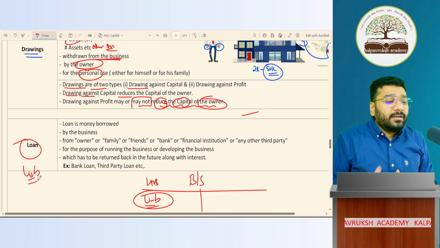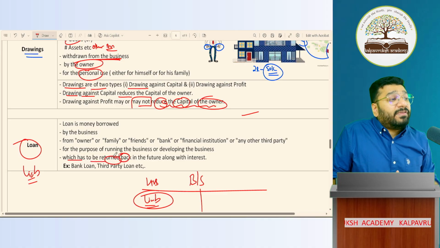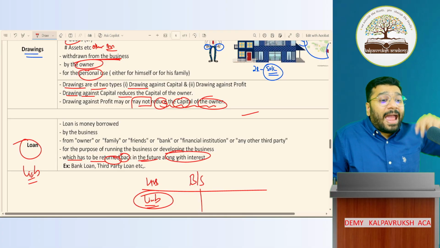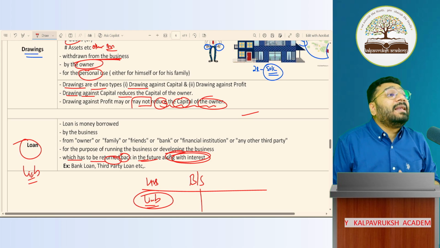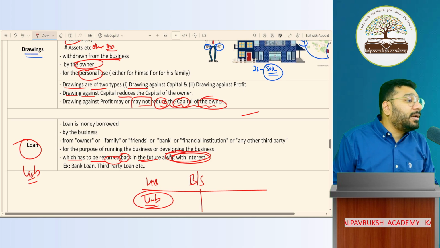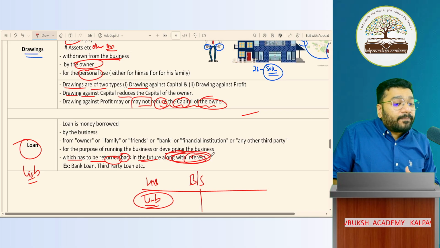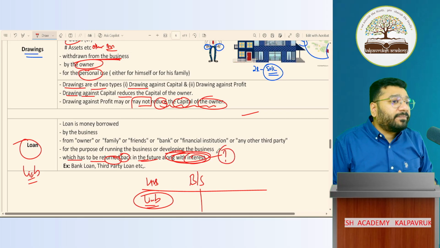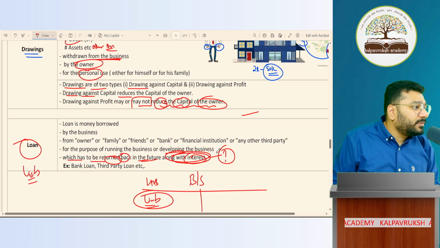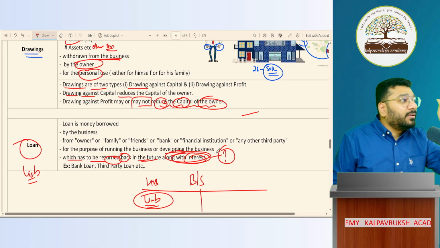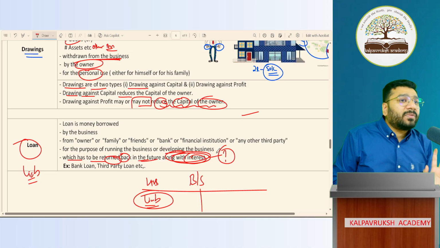Got it? Not got it? So this money we have to return back. We have to pay in future along with interest. So both the loan amount and the interest amount, both are liabilities. Got it? But here, I have something more to say about interest, not now, when the right time comes. When the right time comes, I will say.